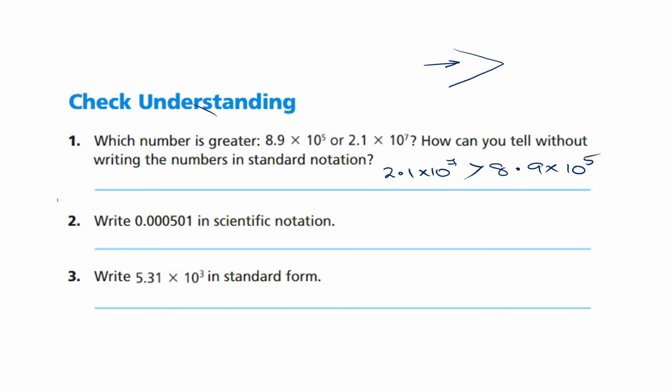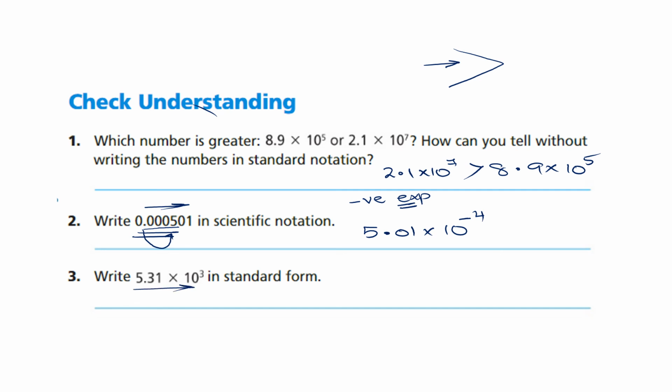Now look at this one. Question number 2. Write in scientific notation. Where will you move? You will move to the right. And when we move to the right, you remember that we write from standard to scientific. Moving to the right means negative exponent. So where will we put the point? After the 5. So we will get 5.01 into 10 to the power of negative, and how many places do we move? 1, 2, 3, 4. So negative 4.